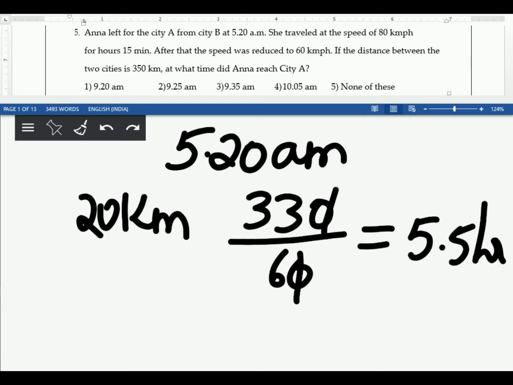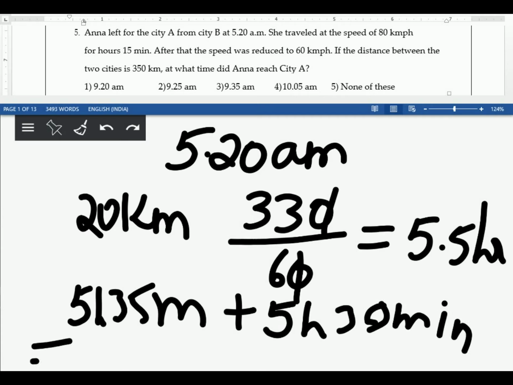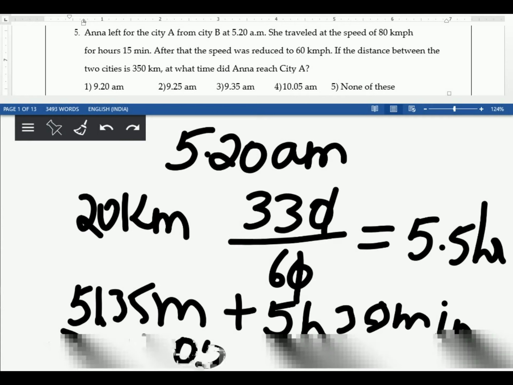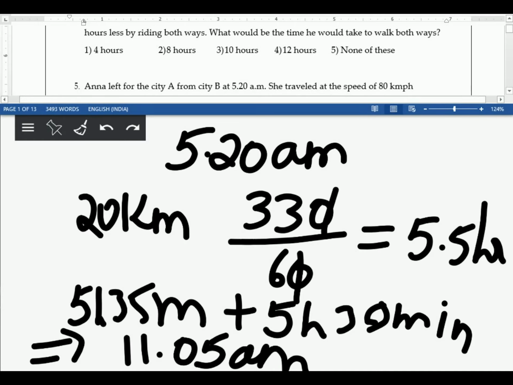Initially it is 5:20 plus 15 minutes, that is 5 hours 35 minutes, plus now she takes 5 hours 30 minutes. That implies at 11:05 am she reached city A. There is no such option, therefore the option is none of the above. Option number 5.